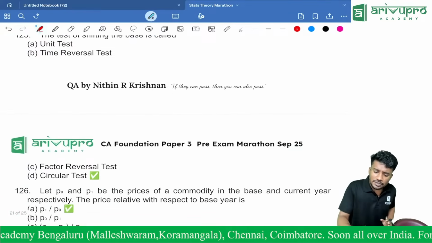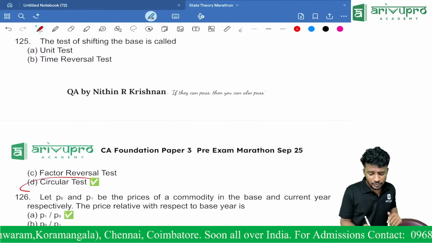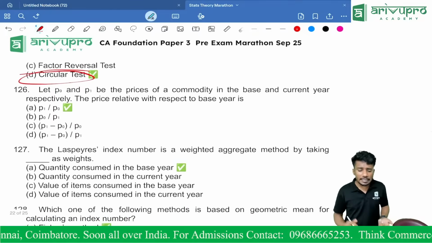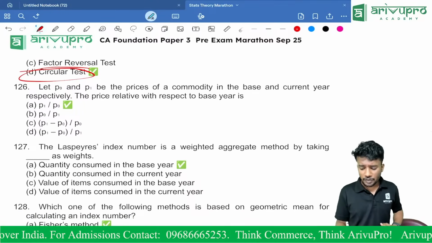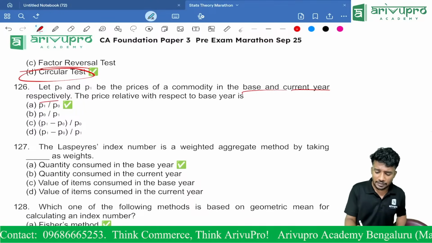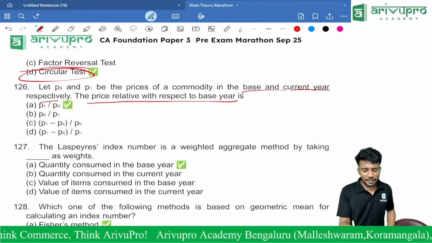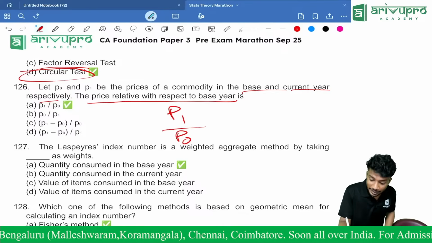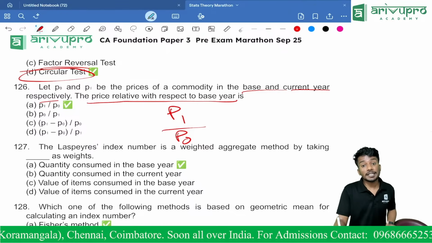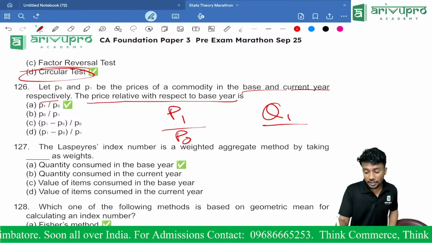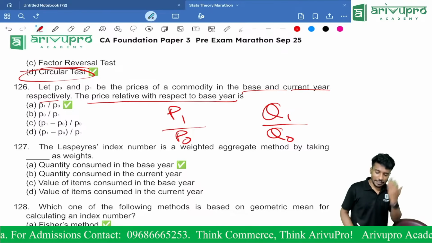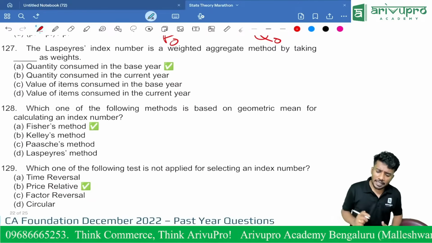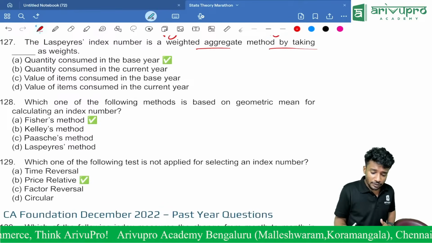Then the test of shifting base is called what? A circular test. Then P0 and P1 are the prices of a commodity in the base year and current year respectively. The price relative is what? The price relative is nothing but the current year price divided by the base year price. Then the quantity relative is what? The current year quantity divided by the base year quantity. That's your answer.